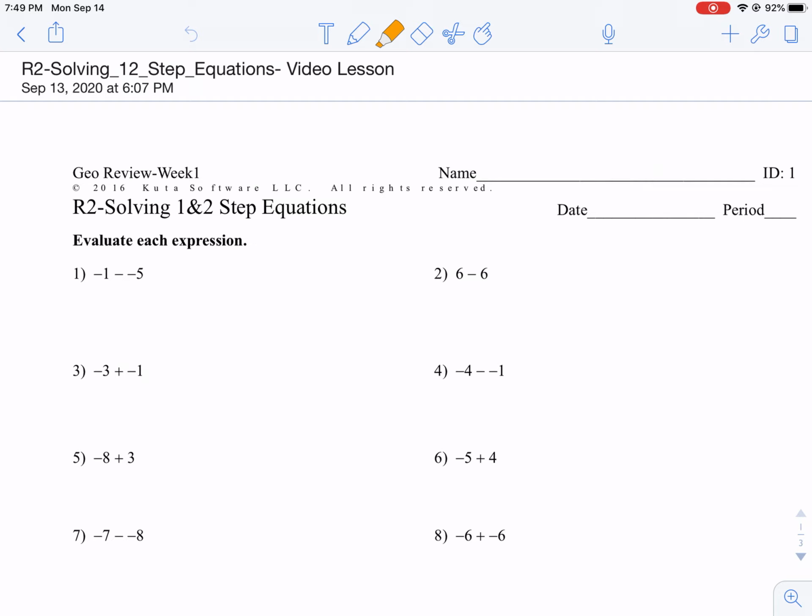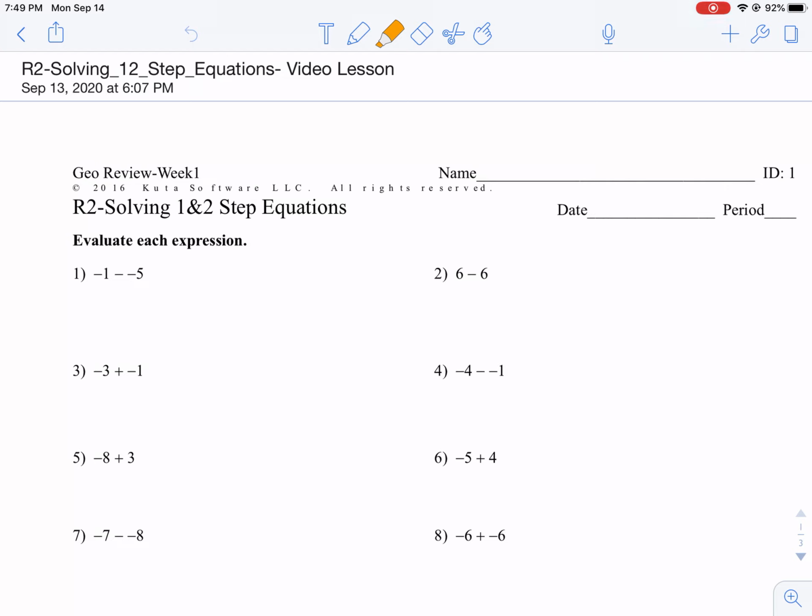I am going to go over review 2, which is how to solve one-step and two-step equations. Okay, so this worksheet can be found on Schoology. Just download it and watch the video, and hopefully that is going to get you a head start on your geometry worksheet R2, solving one and two-step equations.